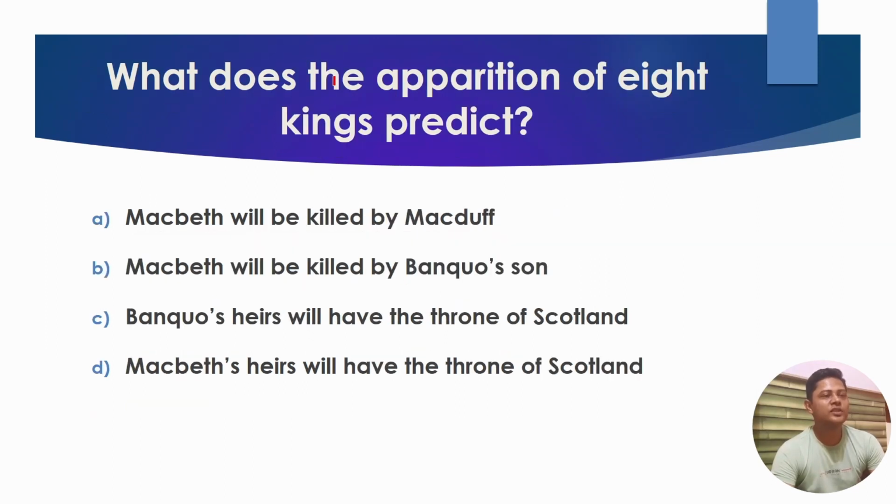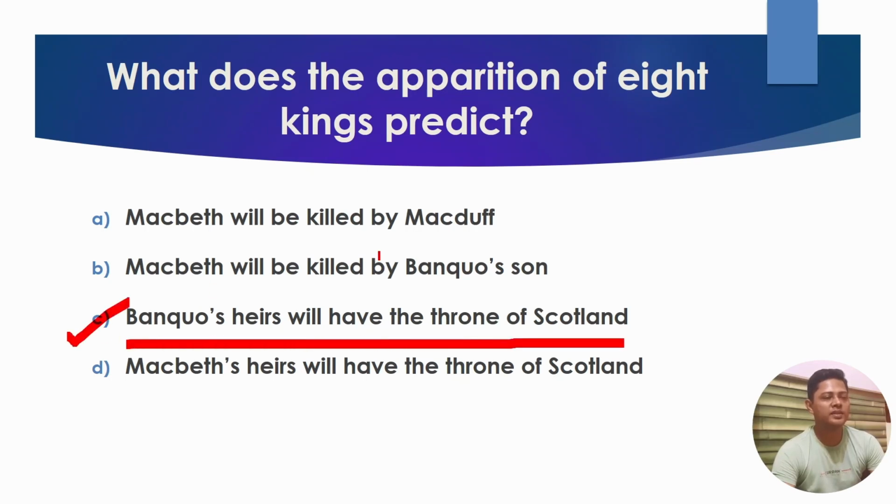The next question is, what does the apparition of 8 kings predict? So they predict that Banquo's heirs will have the throne of Scotland. Option C is the correct answer.